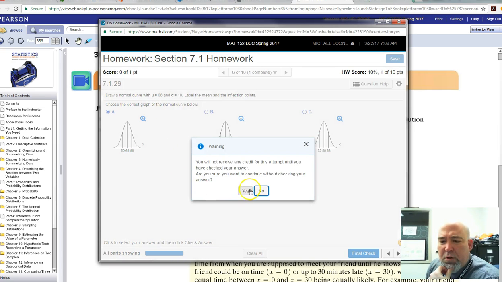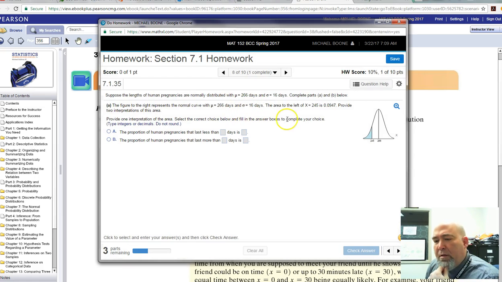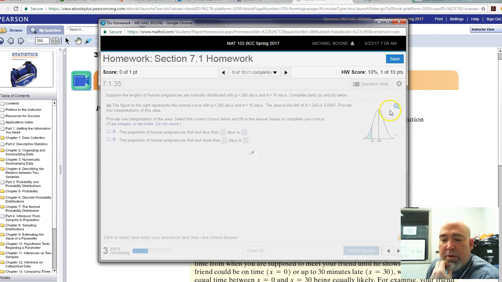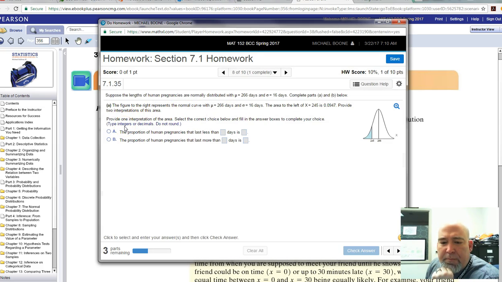And then looking at a little bit more complex one, number 8 from section 1. We are looking at a graph and helping to interpret what it means. So we need to be able to interpret things, absolutely. So here, the mean is, I think, 266, sorry, and we're looking at 245 to the left. It says provide one interpretation of the area. A standard deviation of 16 days. The area to the left of x equals 245 is 0.0947. So that's what that shaded-in region is.